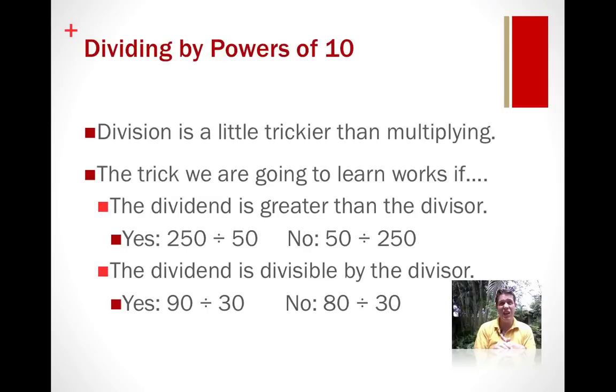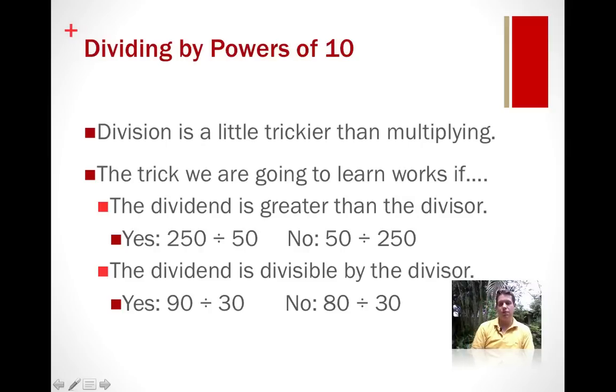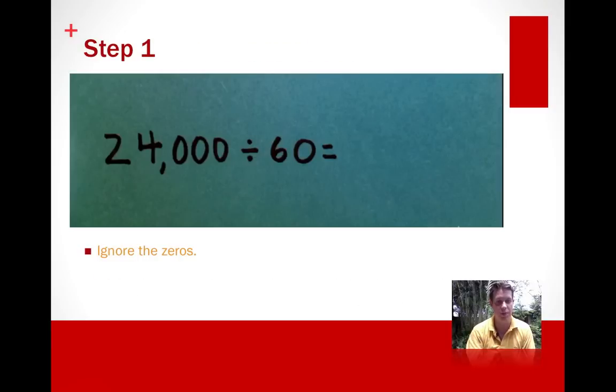But if we have something like 80 divided by 30, you can't split 80 into 30 equal groups. It doesn't work, okay? And our trick isn't going to work. We need long division for that, which we'll learn later on, all right? So right now, as long as the dividend is greater than the divisor, and the dividend is divisible by the divisor, we can do the trick we're going to learn. If you have to say no to one of those, well then we're going to have to do some other tricks we'll learn later on, okay?